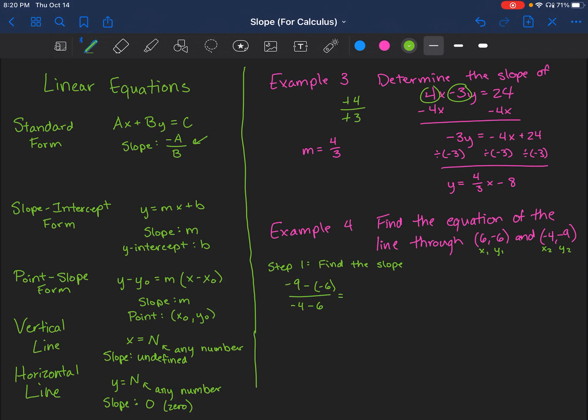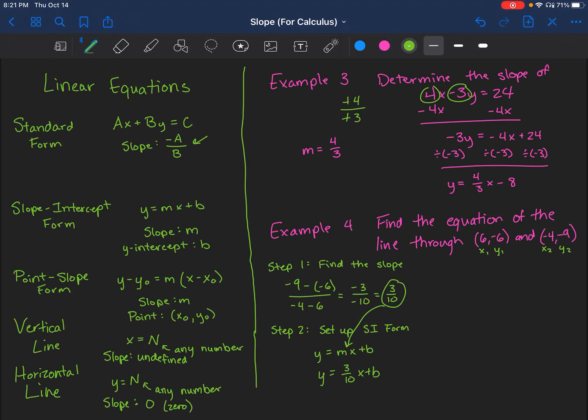So if I do calculator, -9 minus -6 gives me -3. 4 minus 6 gives me -2. Double negatives cancel out, but the 3 and 10 don't simplify. So I'm going to leave that as my slope. From there, step 2 will be to set up the slope-intercept form of the line. So that's y equals mx plus b. And in this case, I've got m. That's that 3/10.